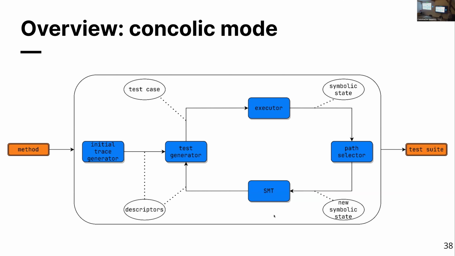So we wanted to quickly take a look at the other three main stages of concolic execution. This part is not very interesting. As I mentioned before, when Anton asked, we just use a random object generator to generate this initial trace.